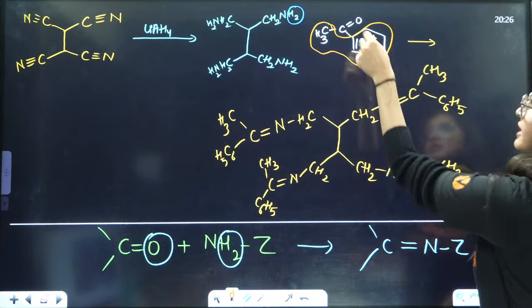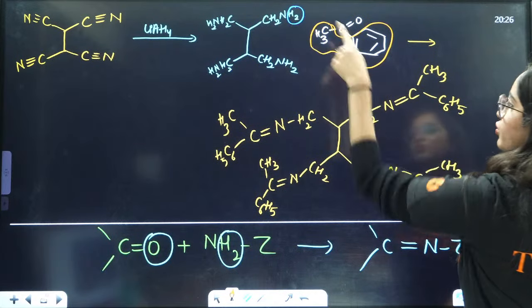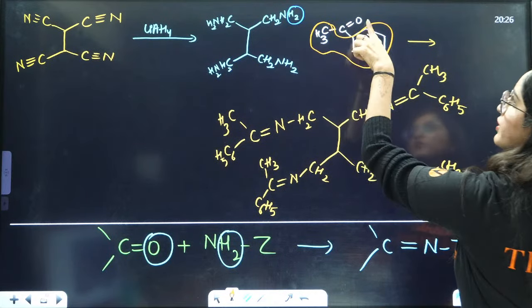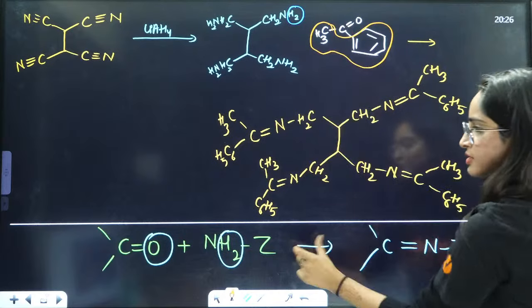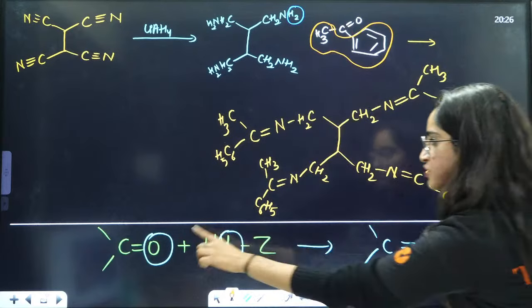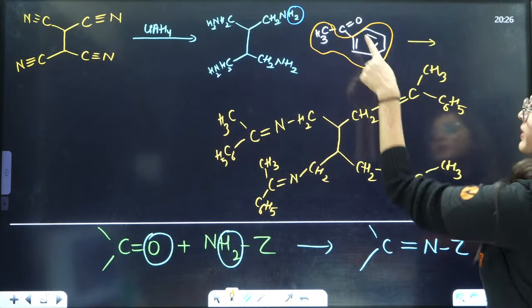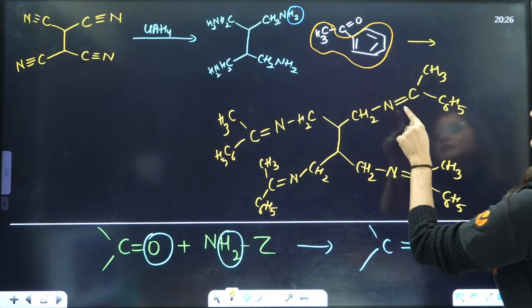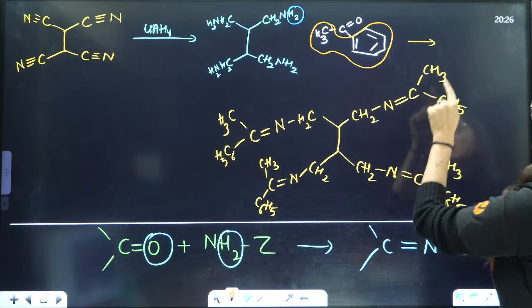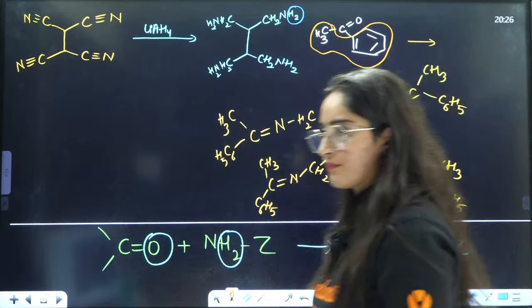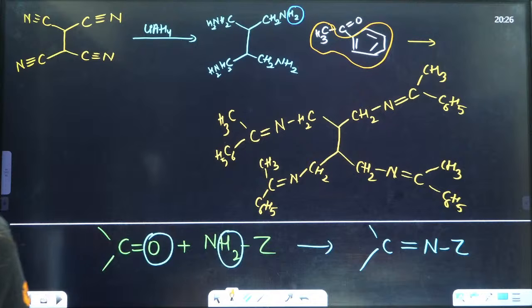So this is CH2, this is CH2 to this nitrogen. Again, you will replace this oxygen with this nitrogen, the same as you have done here. This oxygen is replaced by the nitrogen with Z. Then you have double bond C, CH3, C6H5.